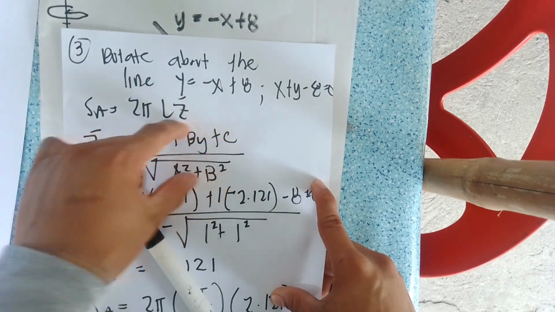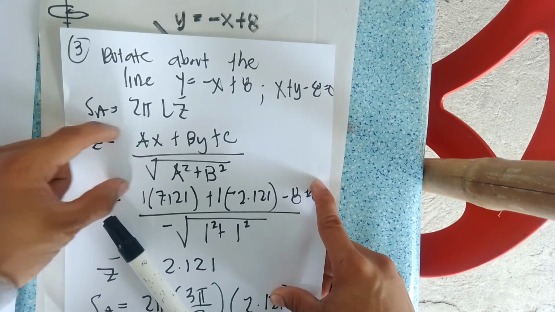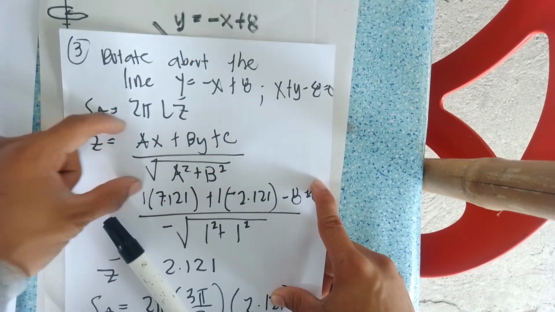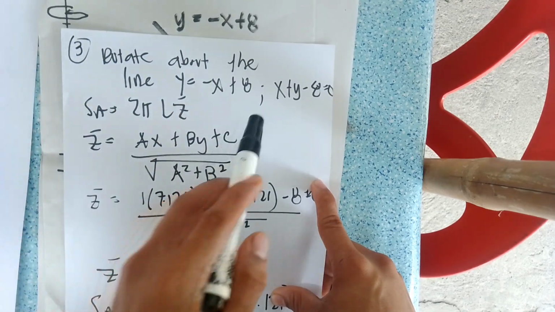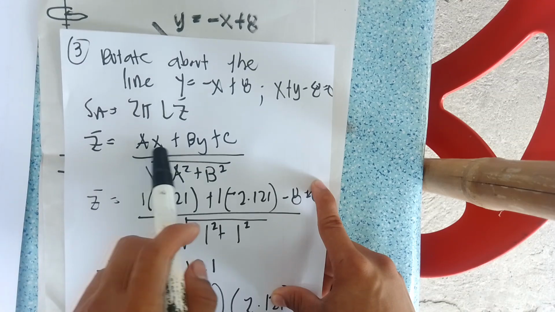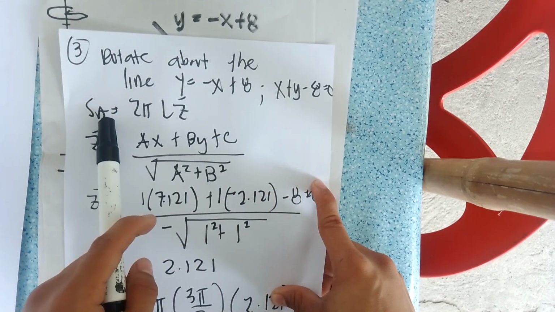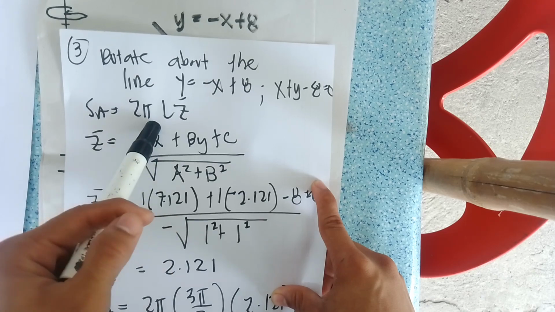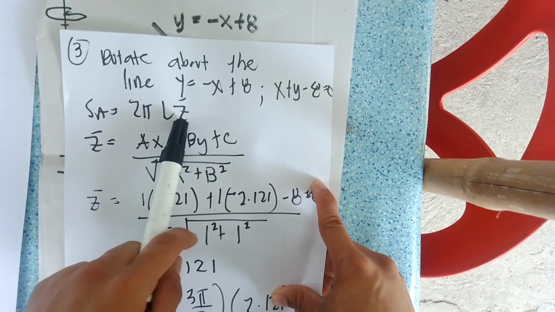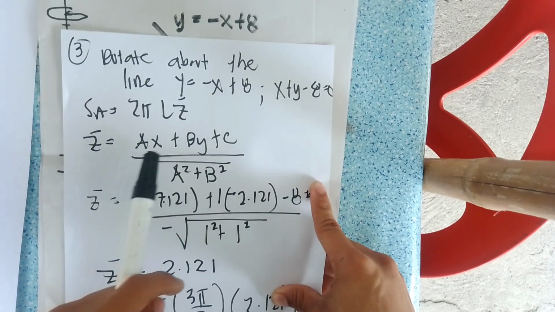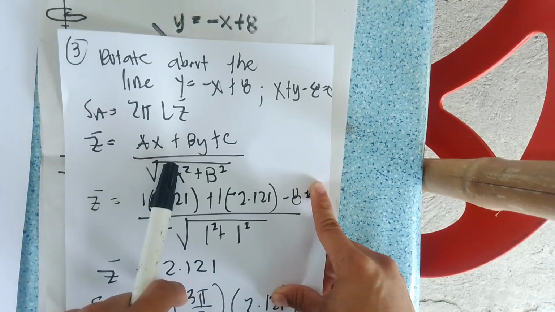This one is the formula for distance from a point to a line. Okay, so this one is the distance from a point to a line. So ibalik mo lang sa formula nga ax plus by plus c. So that's it. And still use the same formula. Surface area is 2 pi times the arc length times the z bar. And our z bar corresponds to the distance from a point to a line.